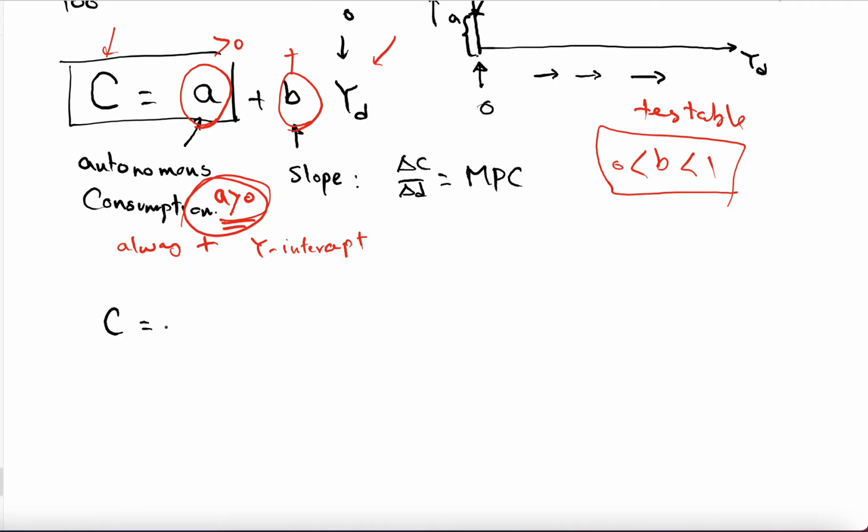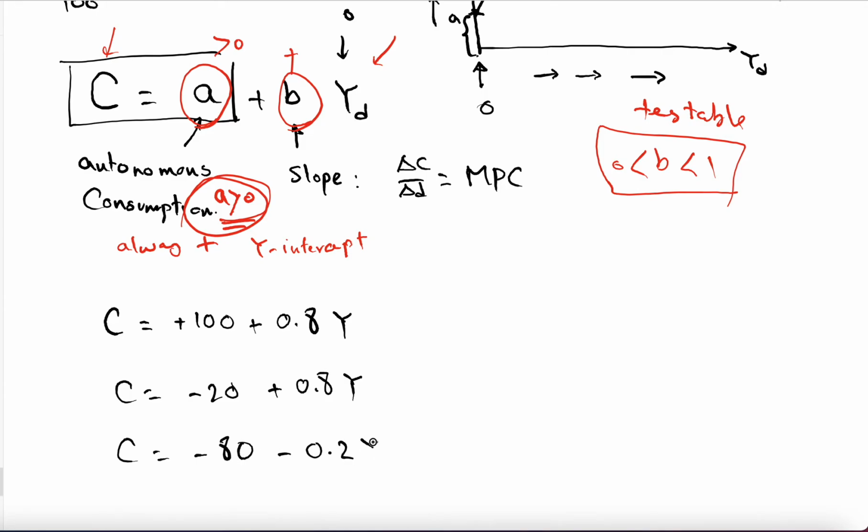a consumption function can be something like this. A: C equals 100 plus 0.8 Y. B: consumption equals minus 20 plus 0.8 Y. C: consumption equals 80 minus 0.2 Y. So this is A, B, C, D. I write another one, D: C equals 100 minus 0.5 Y. The question is, which one of these can be the consumption function?